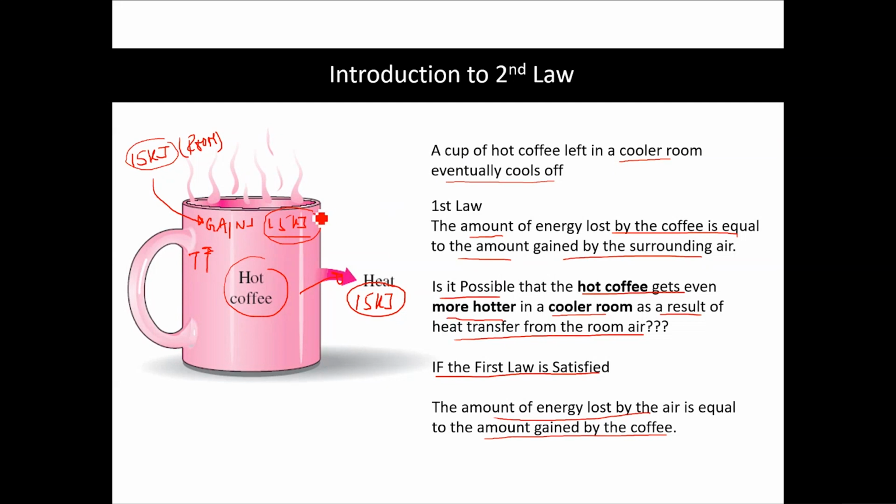Forget about that. You say the first law doesn't talk about any sink, any temperature difference. It simply says that energy is conserved. Energy can transform from one form to another, but it cannot be created or destroyed. In this case, there is 15 kilojoules of energy lost by the room, and the same 15 kilojoules of energy is gained by the hot cup of coffee. So the first law doesn't get violated.